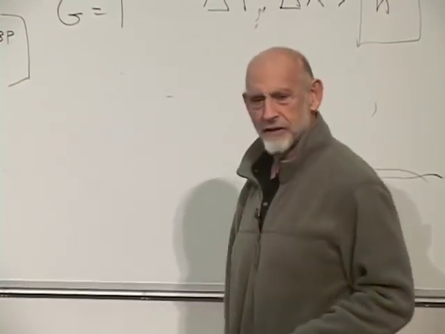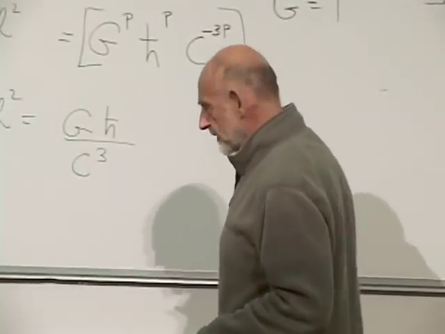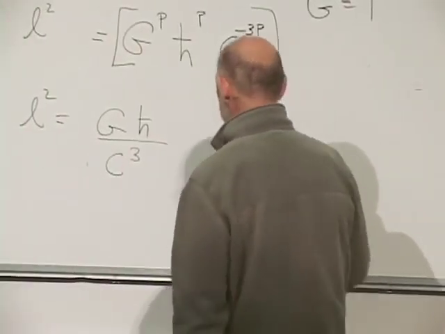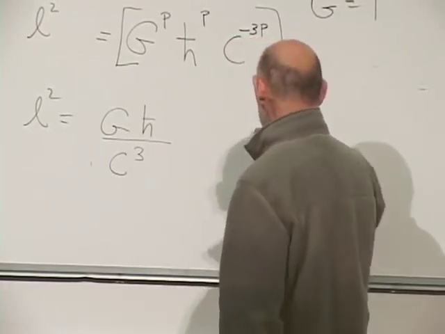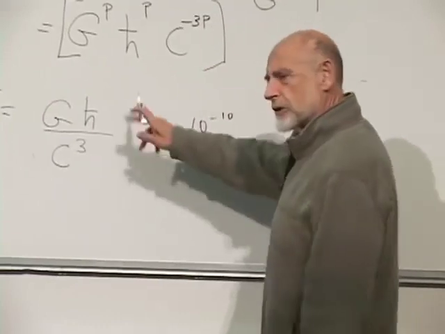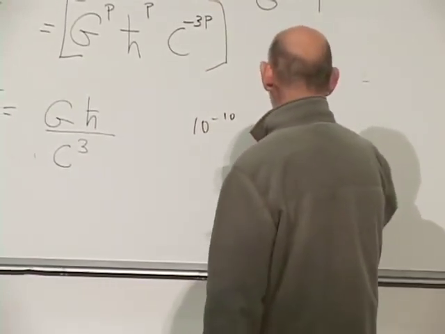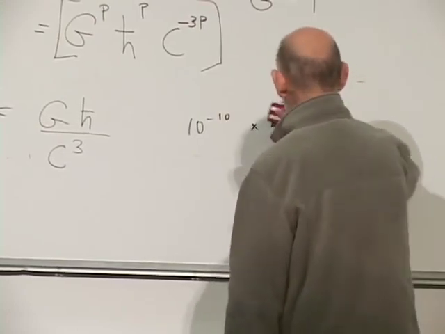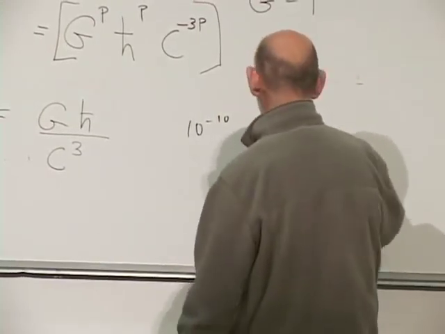Anybody know Planck's constant? 10 to the minus 34. G is 6 times 10 to the minus 11, which is about 10 to the minus 10, order of magnitude. What is H bar? In usual MKS units, 10 to the minus 34.